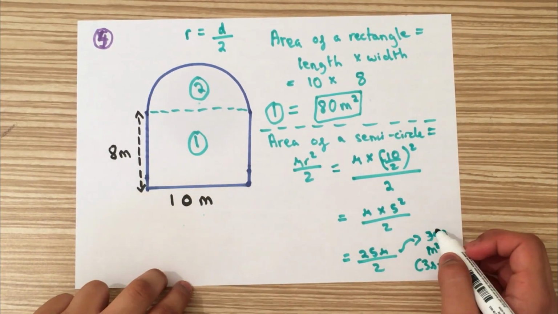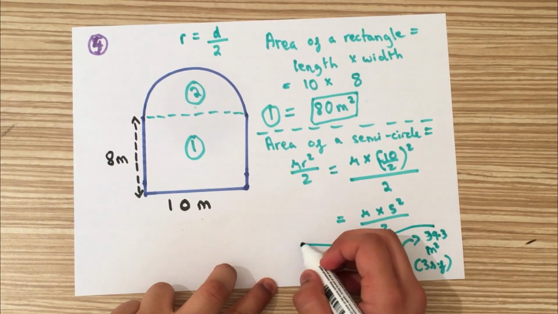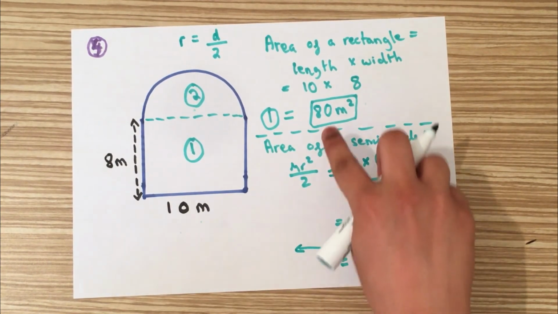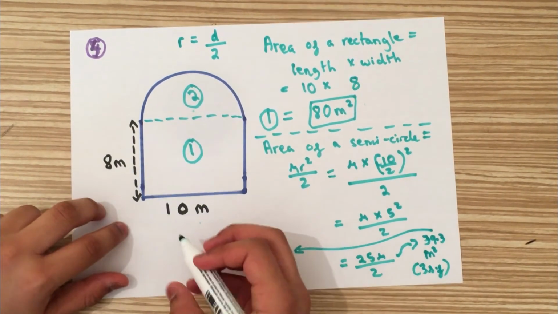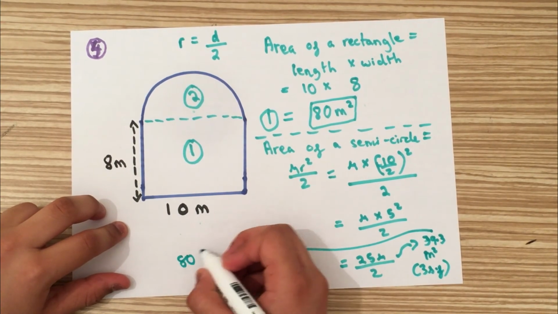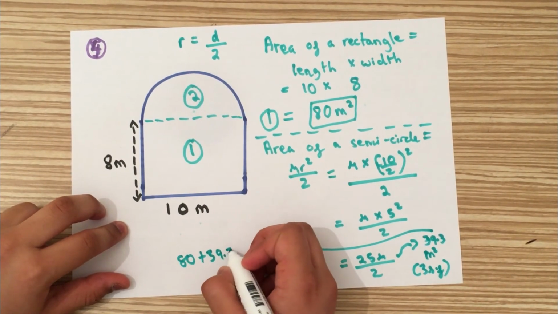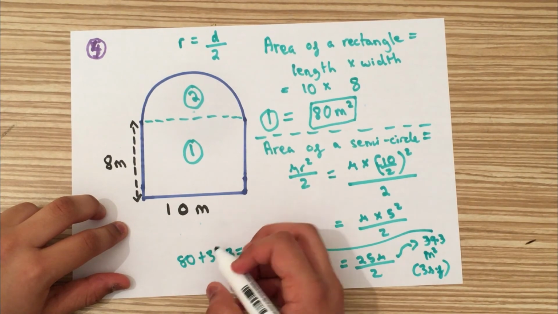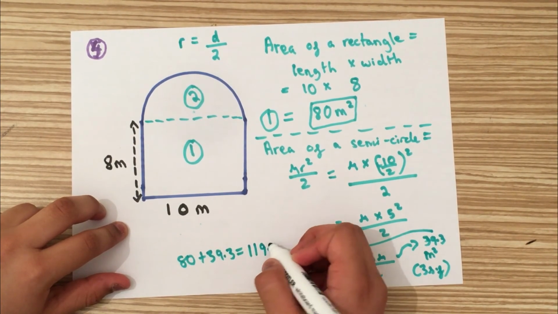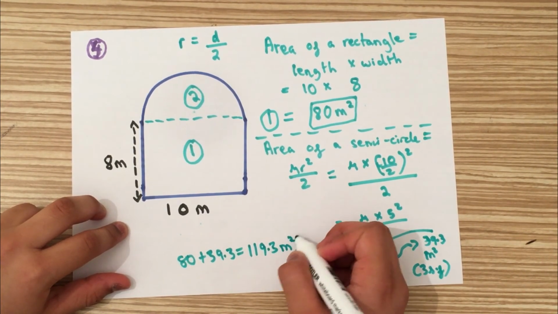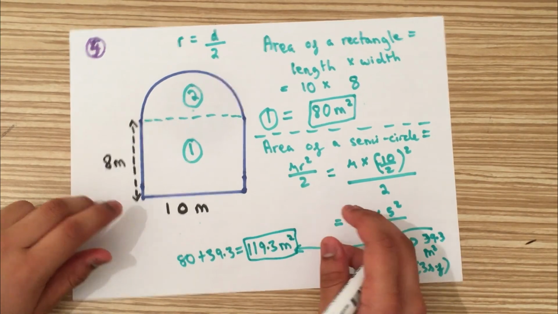Then we go all the way here and we do the sum between 80 and 39.3. 80 plus 39.3 is equal to 119.3 meters squared, and that is the answer.